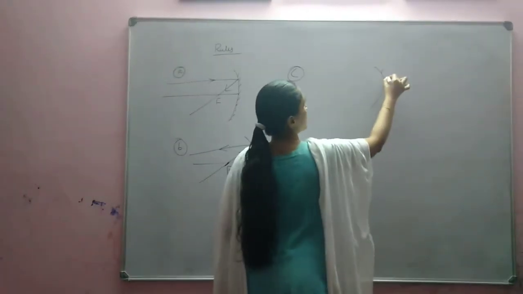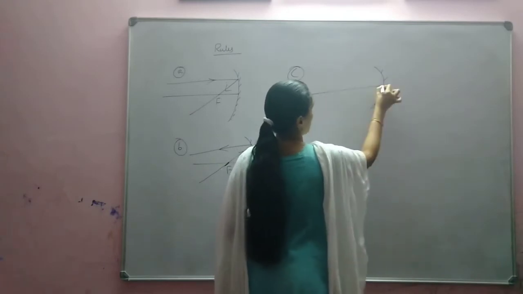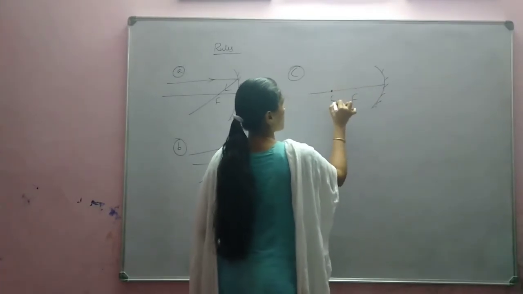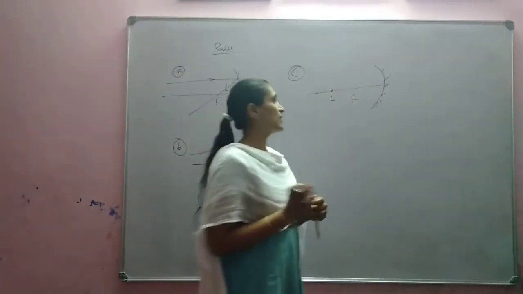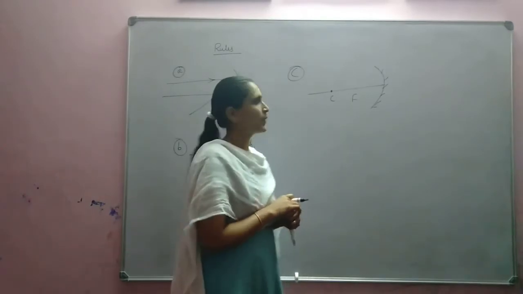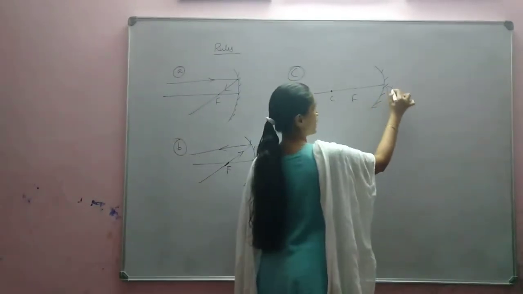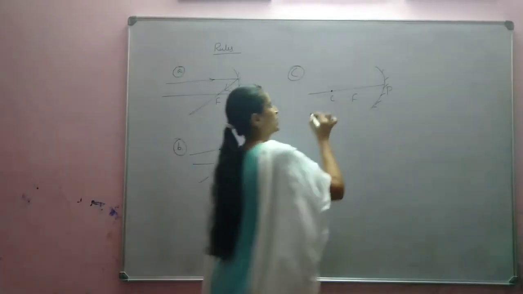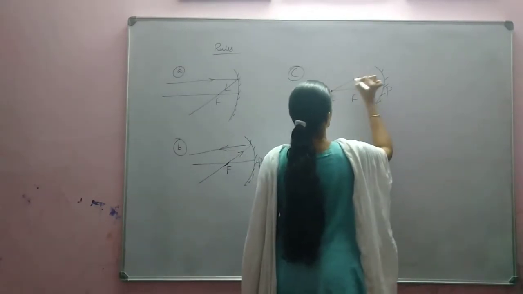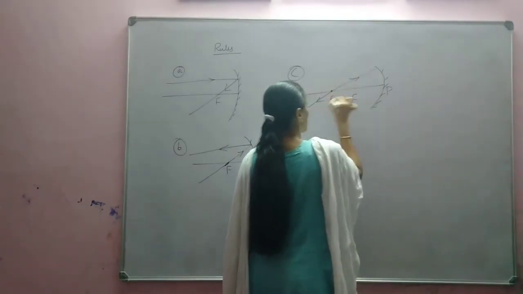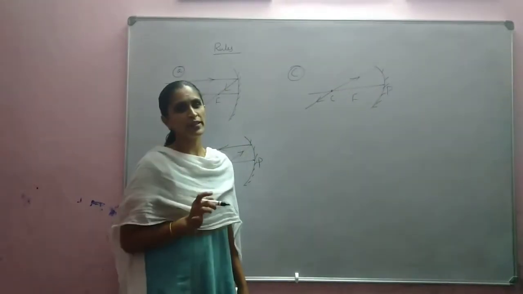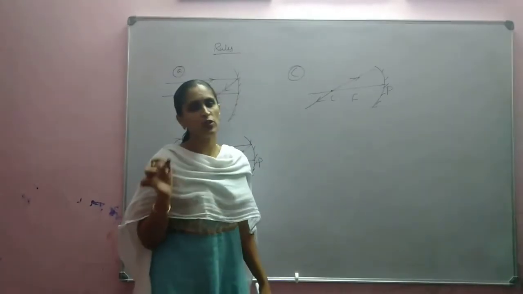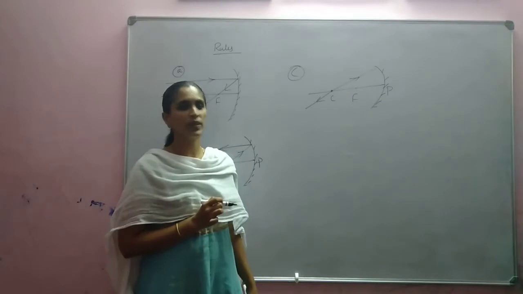if a ray is entering through the center of curvature, it's not our focus. The radius of curvature will be 2 times the focal length. So the focus should be exactly the midpoint between the pole and the center of curvature. If a ray is entering through the center of curvature, after reflection it will retrace the path. Why is it so? Because it is the case of normal incidence. Since it is normal incidence, the angle of incidence will be 0, and the angle of reflection also will be 0.